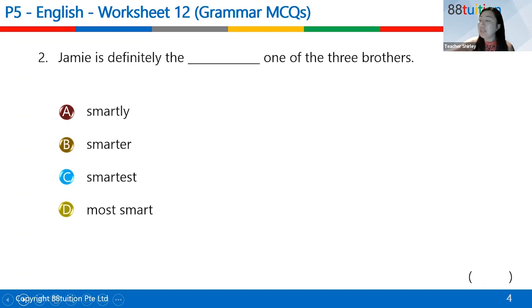Okay, next question. Jamie is definitely the what one of the 3 brothers? Liana. C. C, very good. Why C? Because it's more than 2, so you cannot compare it. Correct. Because it's more than 2, so definitely we are using the superlative adjective. Okay, this is called the superlative adjective. Then this one, when you're comparing 2, that is a comparative adjective.